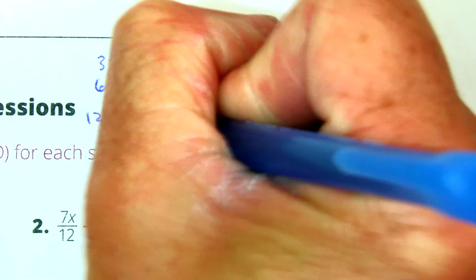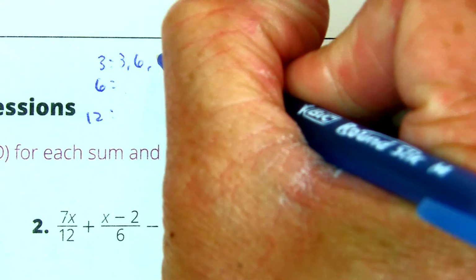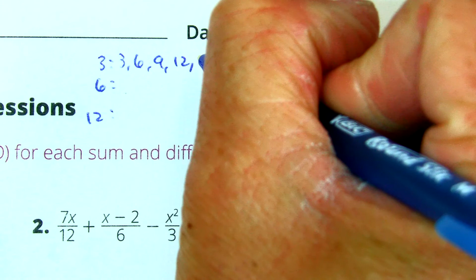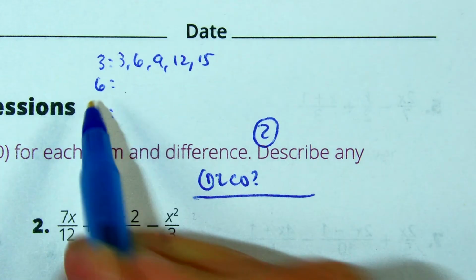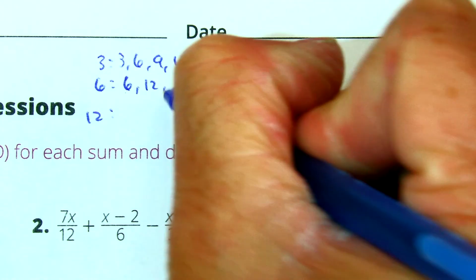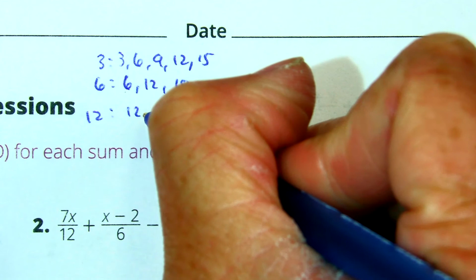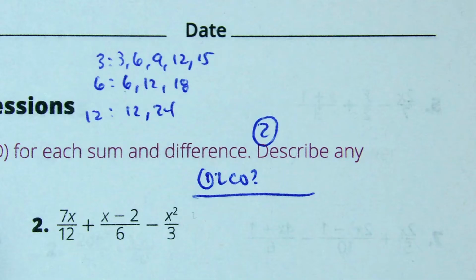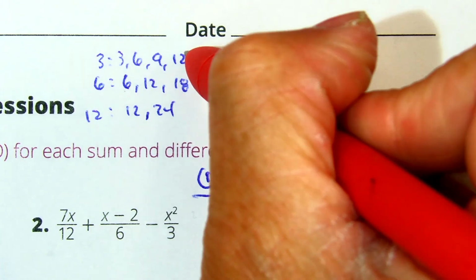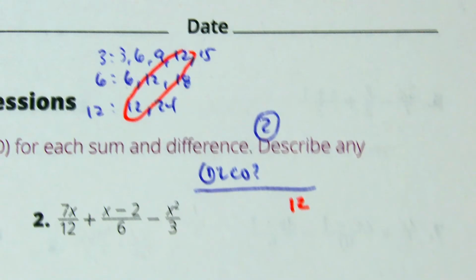So if you're counting by 3s, you would say 3. What goes next? Keep going. And if you counted by 6s, what would you say? And if you counted by 12s, what would you get? 12. And so what is your lowest number they have in common? It's the 12s. So my lowest common denominator is going to be a 12.